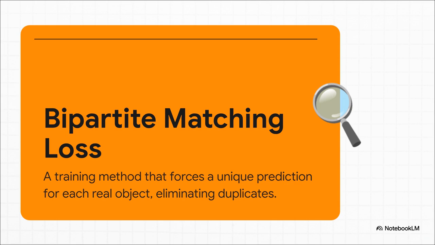Well, it's done through this super clever training process using something called a bipartite matching loss. Think of it like a perfect matchmaking game. For every real object in the picture, the model has to find one and only one of its predictions to pair it with. This forces the model to learn not to make duplicate guesses from the very start, which completely gets rid of that whole messy cleanup step later.